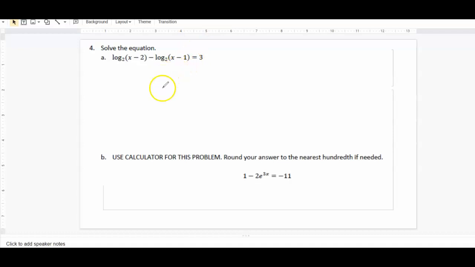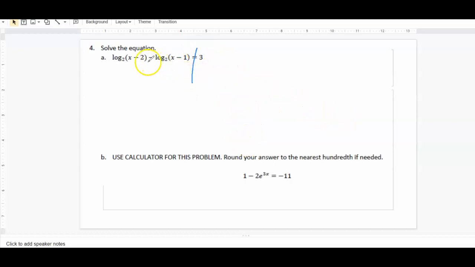Solve the equation. So there are two types of equation that we learned, right? 4.3 was solving logarithm equation. Why? Because x is in the log. And 4.4 is solving exponential equation. Why? Because x is in the exponent. The two are very similar, except they're kind of opposite processes of one another. Okay, so let's go over it.